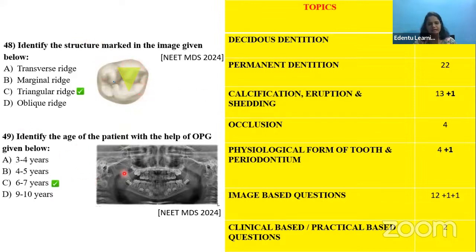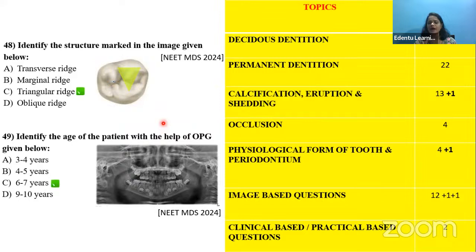Then next again, an age estimation question with the help of an OPG. You can see that in the OPG there are tooth buds erupting, and there are teeth that have already erupted. So you need to identify the age of the patient, and here it is 6 to 7 years. So we can put it under the eruption topics here.